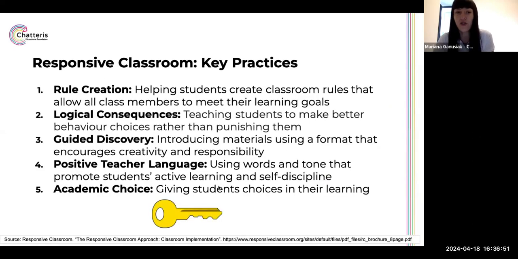And here are some of the key strategies: rule creation, logical consequences, guided discovery, positive teacher language, and academic choice. And this is what we will be focusing on today.